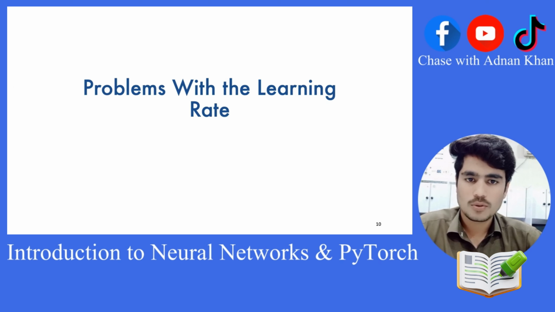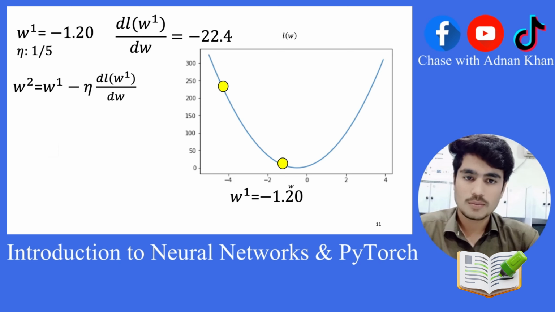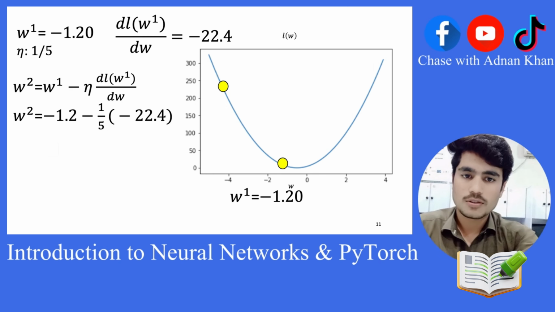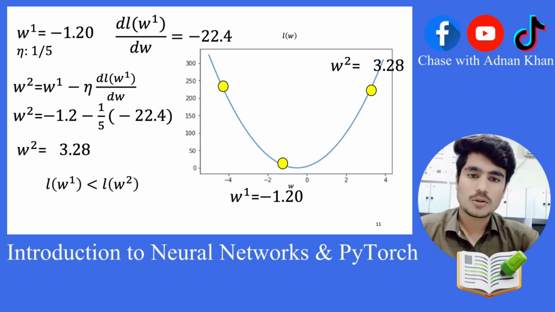Let's see problems with the learning rate. If we choose a learning rate that's too big, sometimes we miss the minimum. Let's say we use a learning rate of 1/5. We update the parameter value using the update rule. The value for the parameter is 3.28, the loss function now has a higher value. Now the loss value gets larger.